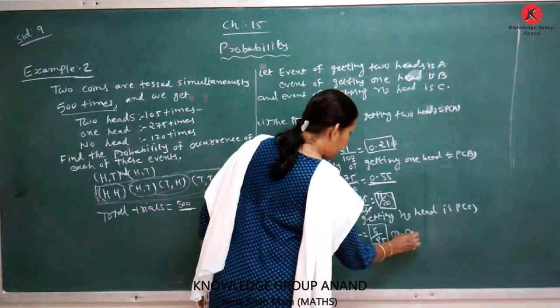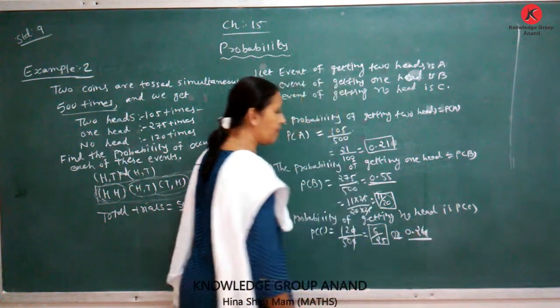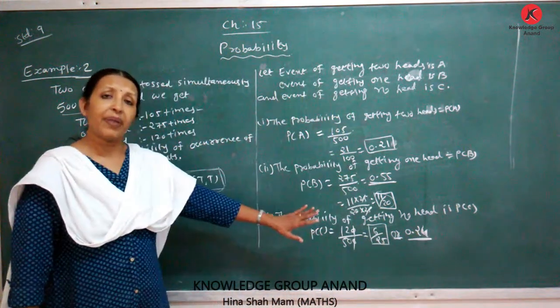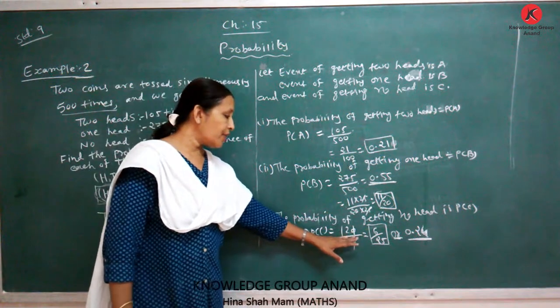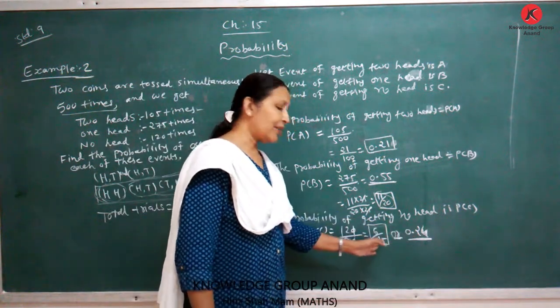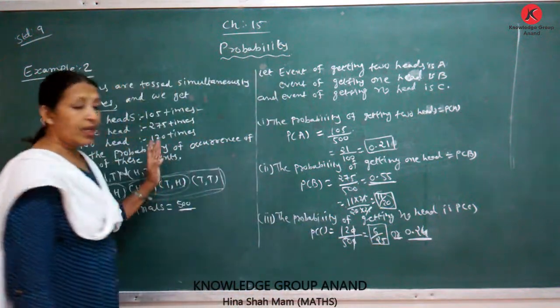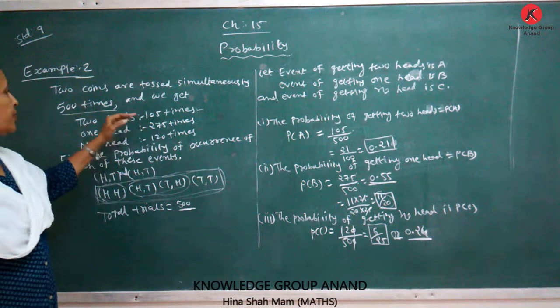0.24. You can write it like this, 0.24, as a decimal. But do not write it in decimal form here, write the fraction: 6 upon 25. Okay? Example number 2.